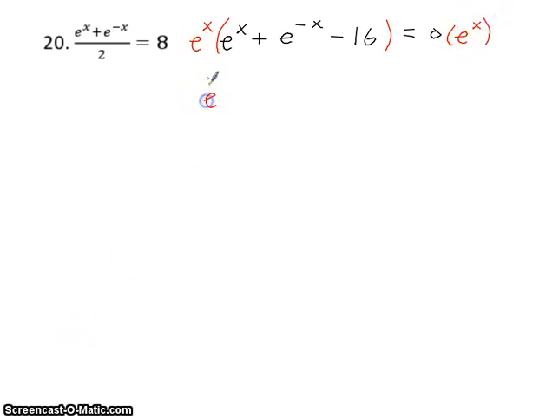When we have the same base like we have here, we can add the exponents. We're multiplying with the same base, so we add the exponents to give us e to the 2x.